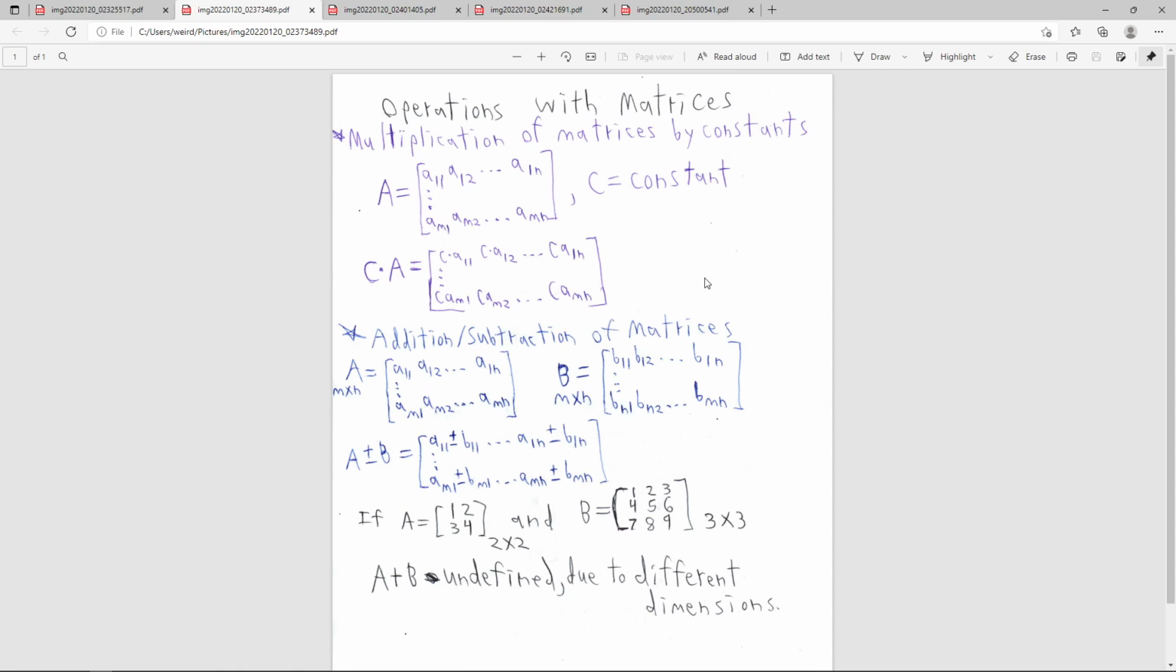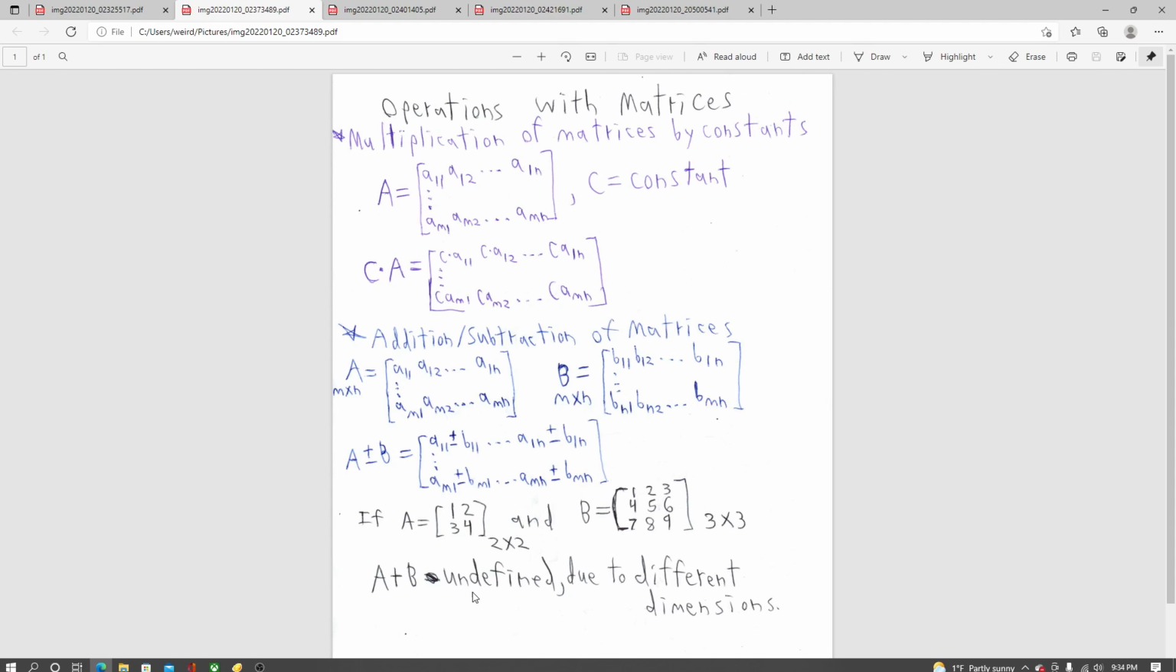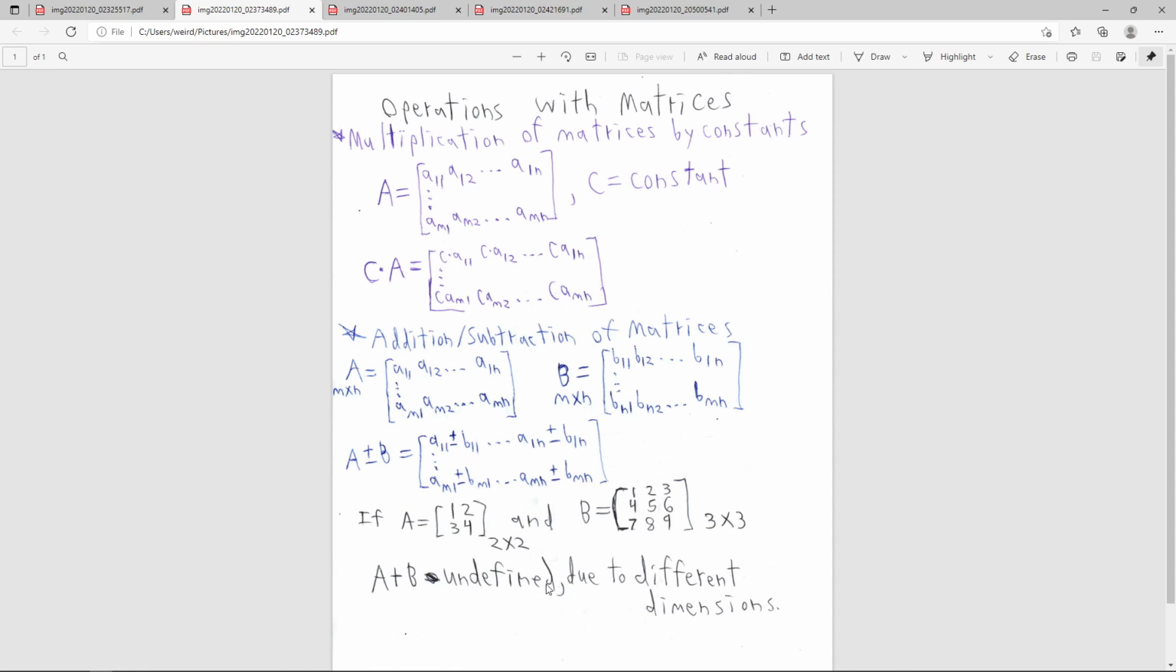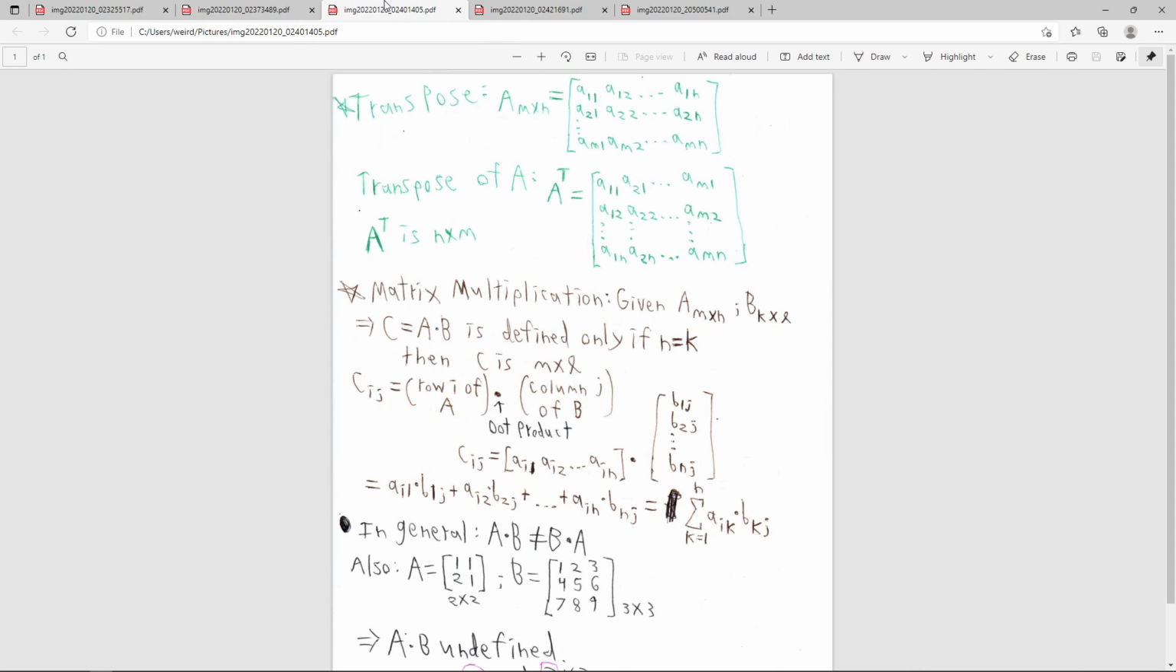Addition and subtraction is very simple as well. You have m by n and m by n, same dimensions, basically the same exact configuration, the same layout, just different values in them, usually. So A plus or minus B would be A11 plus or minus B11, depending on which one it is. Same with A1n and B1n, and so on. And if you have a 2 by 2 and a 3 by 3, the addition is undefined because they have different dimensions. So I think this is pretty self-explanatory so far.